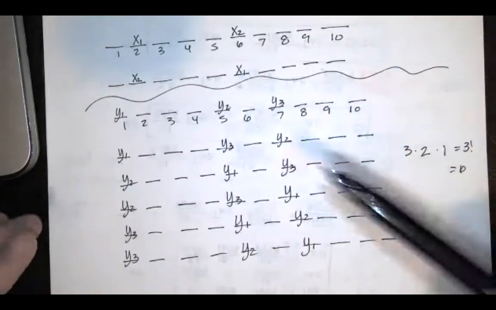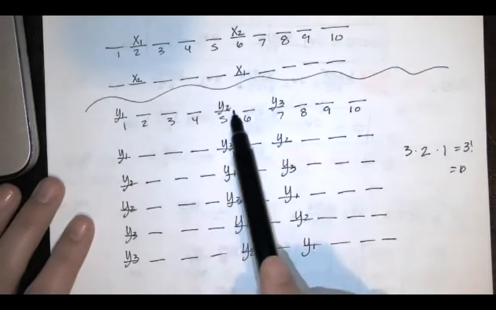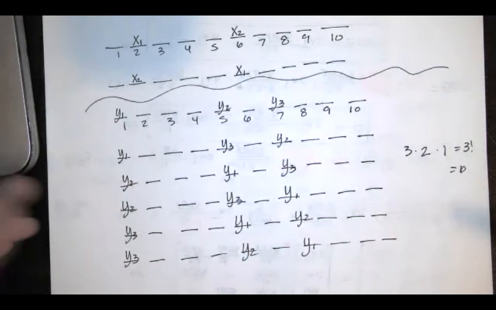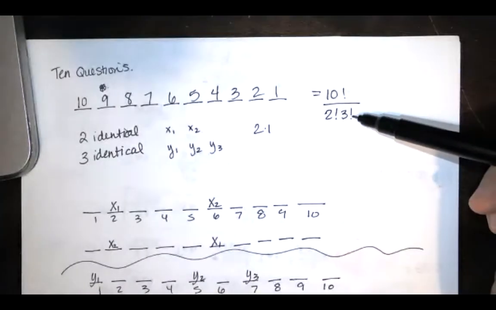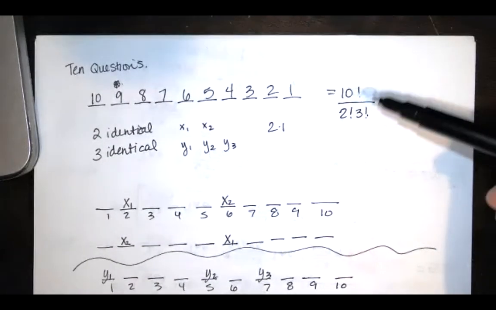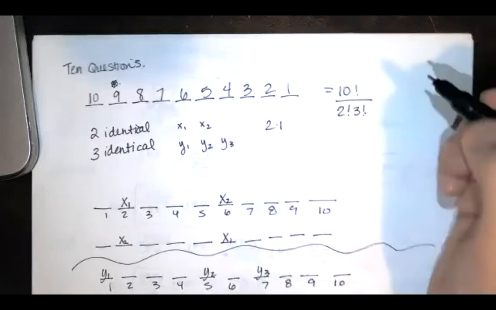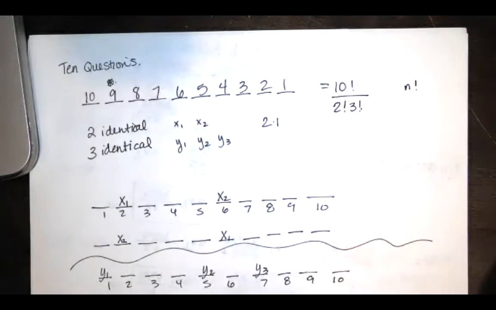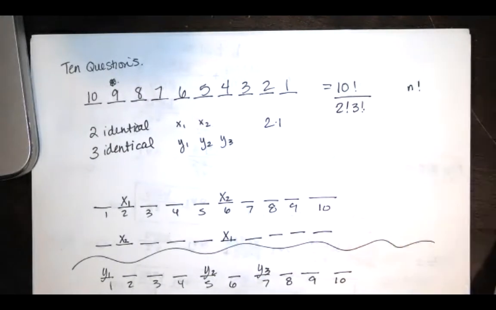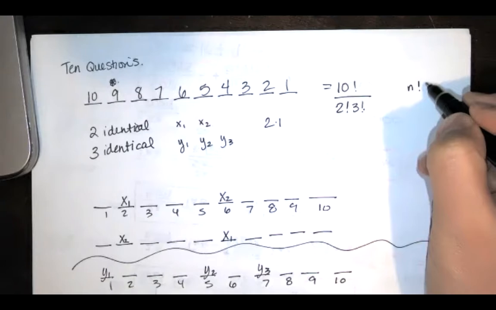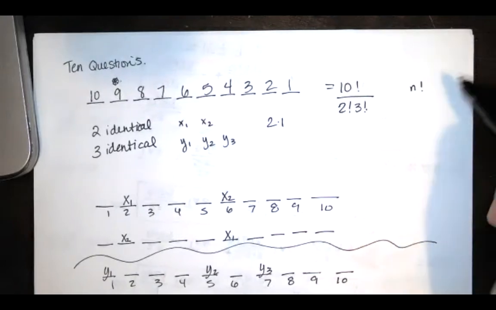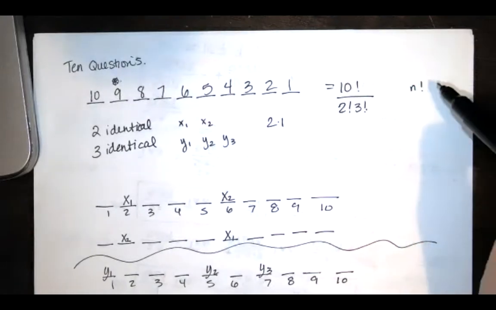But we don't mean to count them as separate arrangements because y1, y2, and y3 are all the same question. So we're dividing by that. Now that is exactly the same formula that we have on our sheet. It says, take the number of items that you have and find that number factorial. Now remember what that is. That's from the factorial rule.